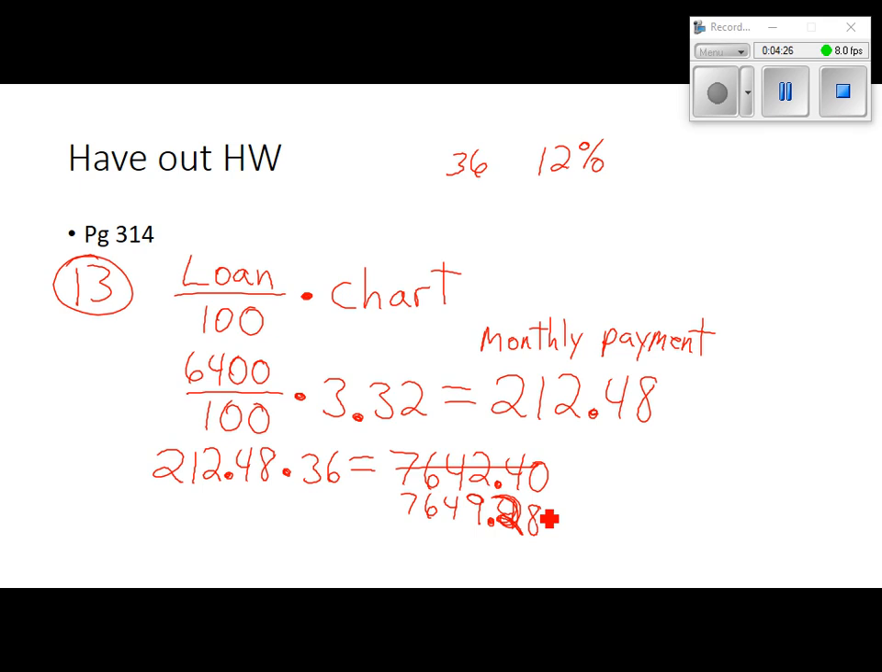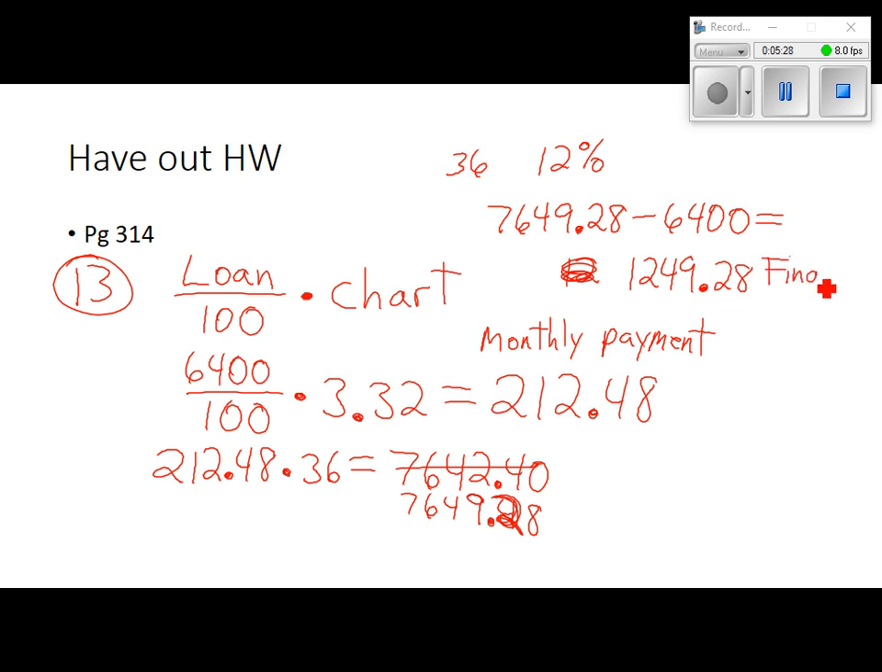So now is that our answer? No, that's how much total we are paying back to them. To get our answer, we take that, 7,649.28, and we subtract off the amount of the loan, $6,400. That's going to tell us how much extra we're paying this camera company for allowing us not to pay it all at once. $1,249.28. So this is the finance charge, and that's what they asked us for this time.